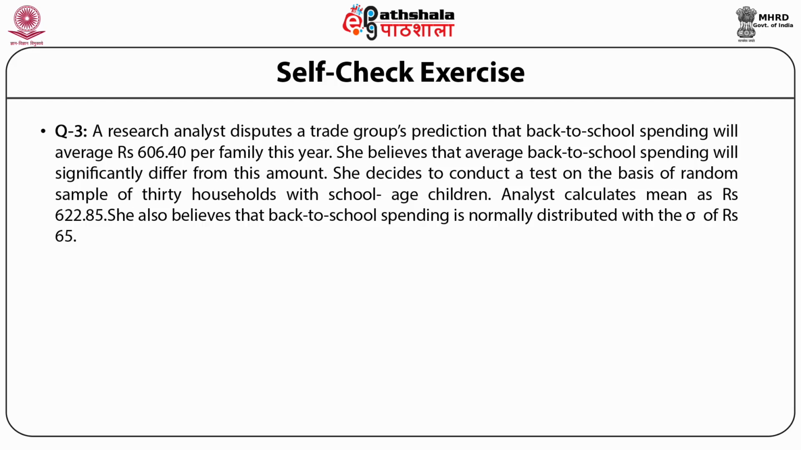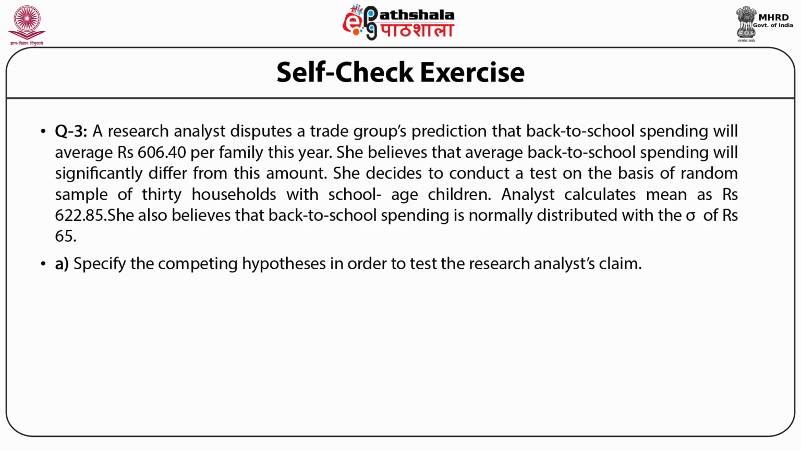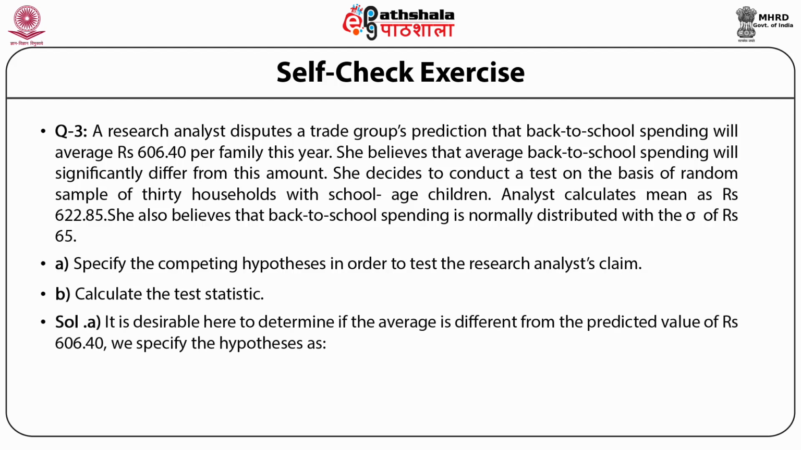Now, the analyst obtains a sample mean of Rs 622.85. She also believes that the back-to-school spending is normally distributed where sigma is Rs 65. Here we have to specify the competing hypotheses in order to test the research analyst's claim, and also calculate the test statistic. It is desirable here to determine if the average is different from the predicted value of 606 rupees 40 paisa. Therefore, we specify our null hypothesis as mu equals 606.40. Consequently, the alternative hypothesis reads as mu is not equal to 606.40.